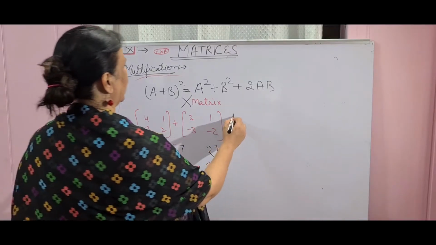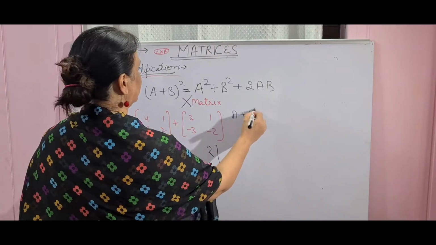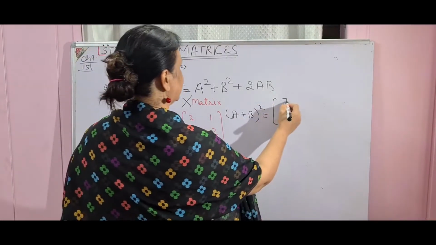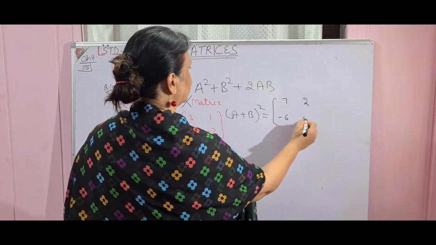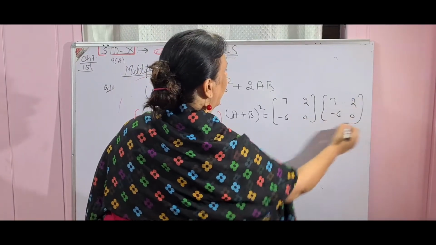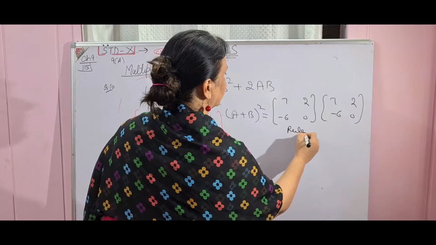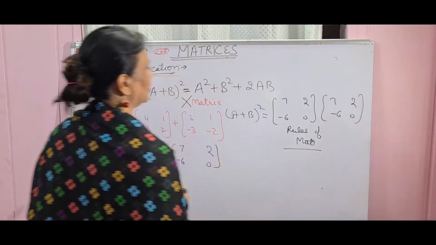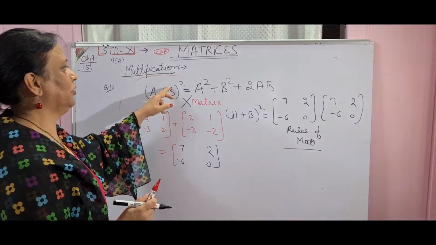What does it mean, (a plus b) square? It means you have to write it twice. That means [7 2; minus 6 0], again [7 2; minus 6 0], and follow the rules of multiplication. So I hope you have understood what (a plus b) whole square means.